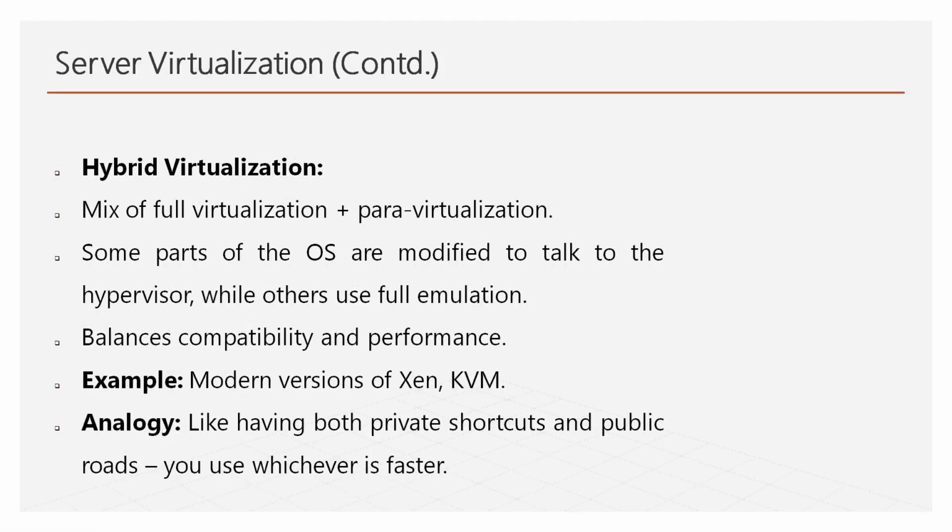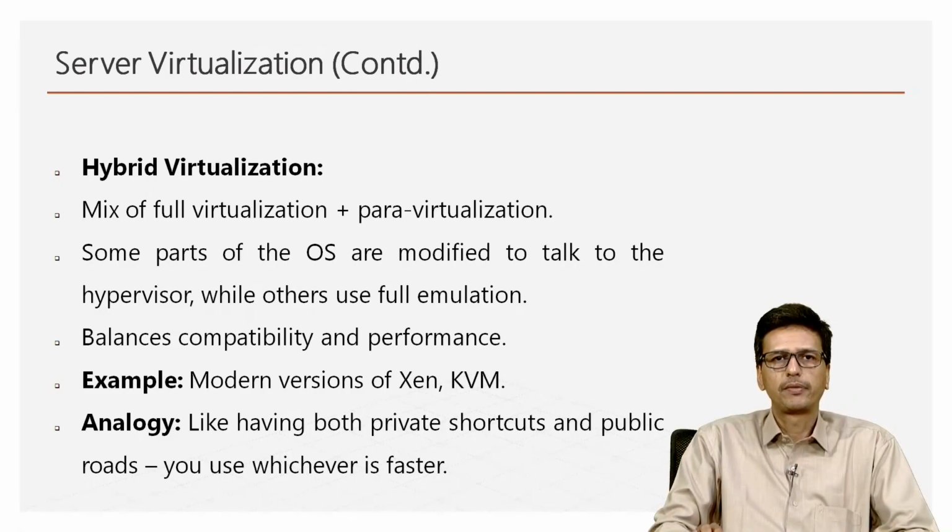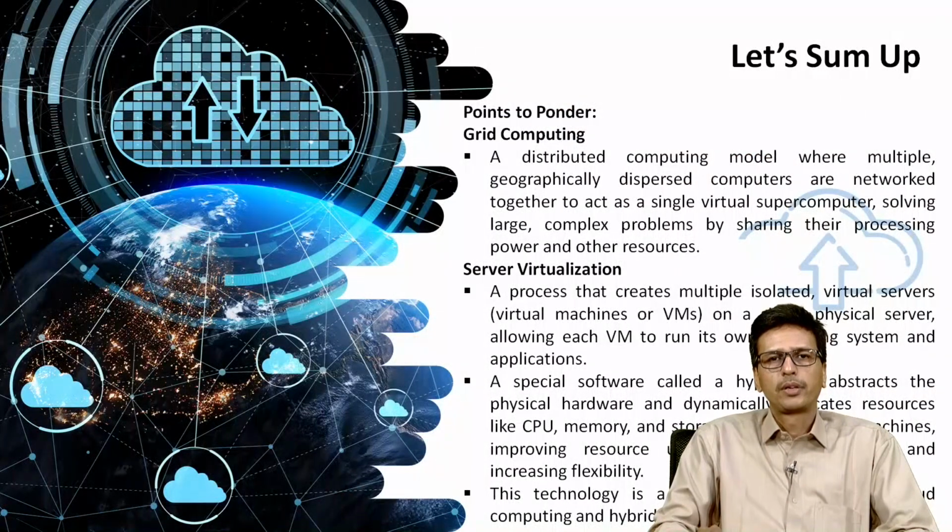A real-life example is having both a private shortcut you can use on the highway as well as the public road, whichever is faster. So you can get the benefits of both platforms, para virtualization as well as full virtualization, in hybrid virtualization. Now let us sum up.